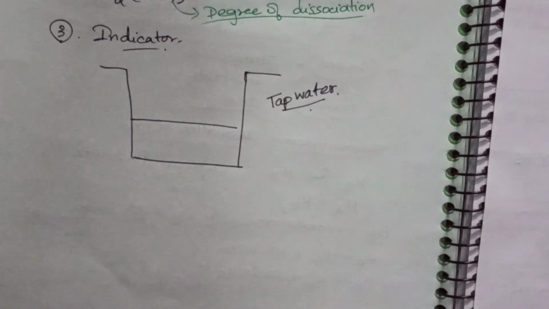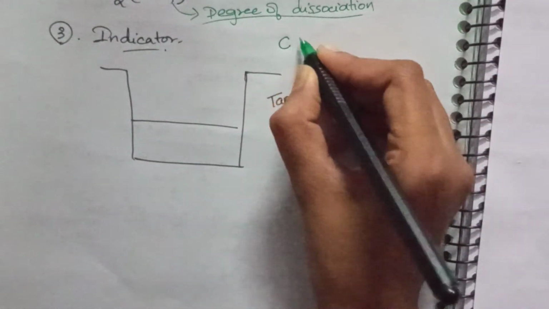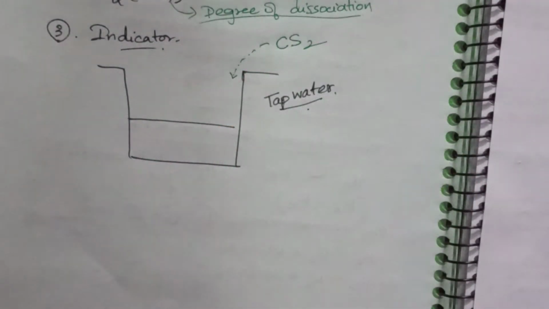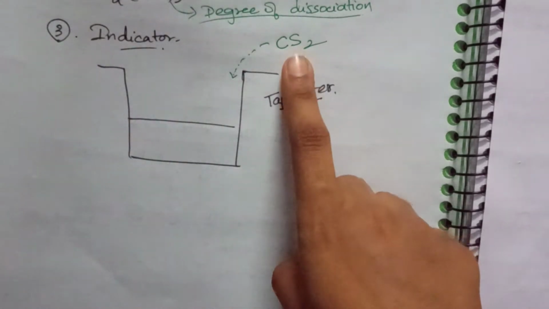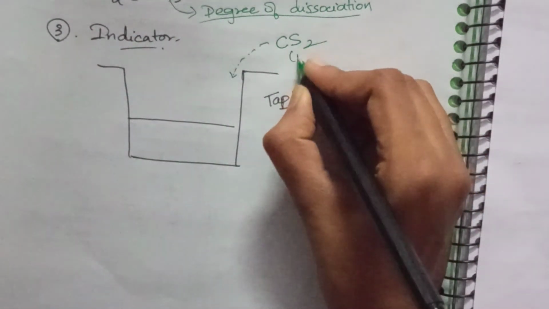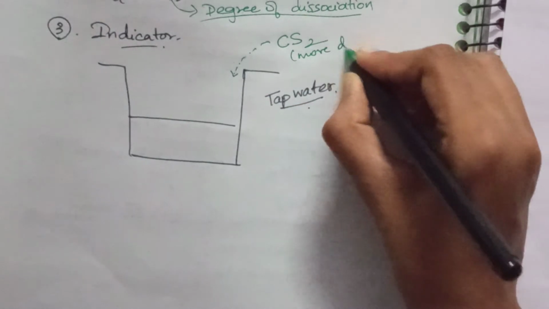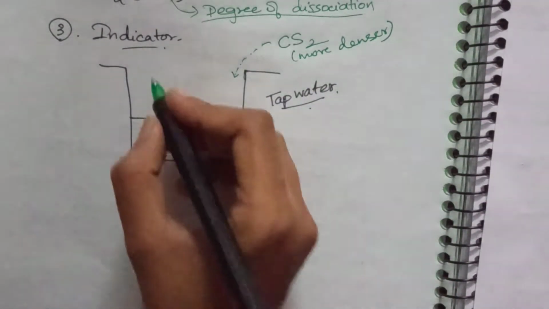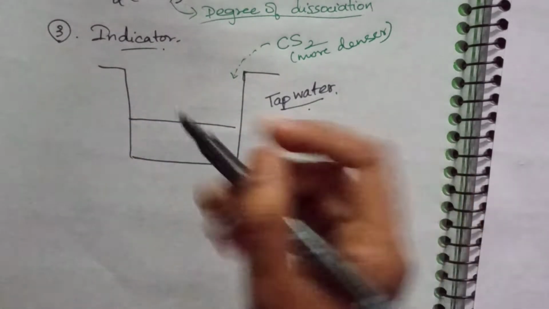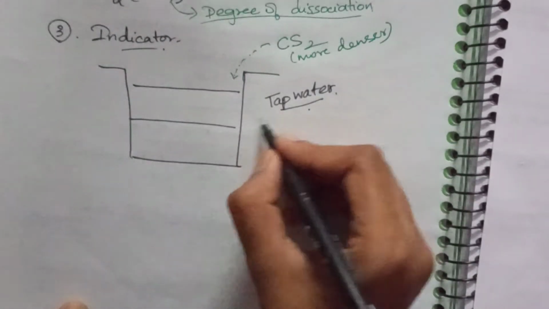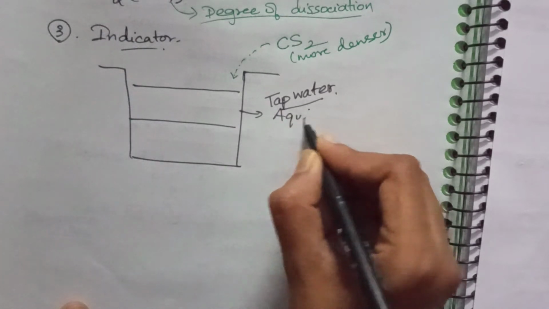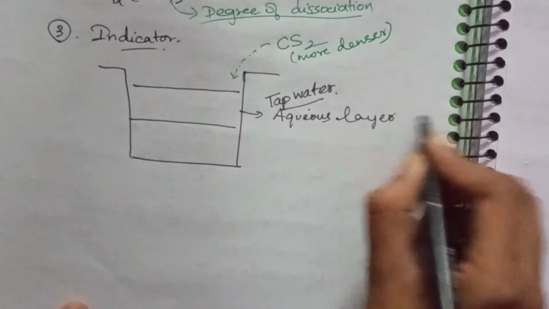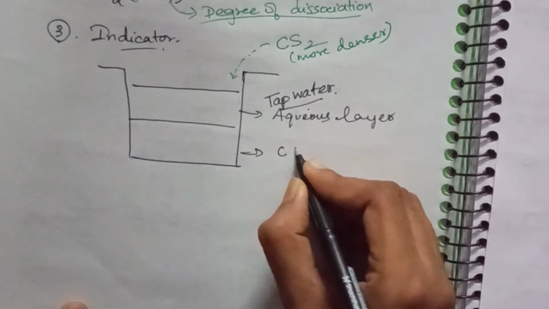I can add carbon disulfide to this beaker. Since carbon disulfide is denser compared to water, it will occupy this region beneath the aqueous layer. So this is your aqueous layer, and this will be your carbon disulfide layer.